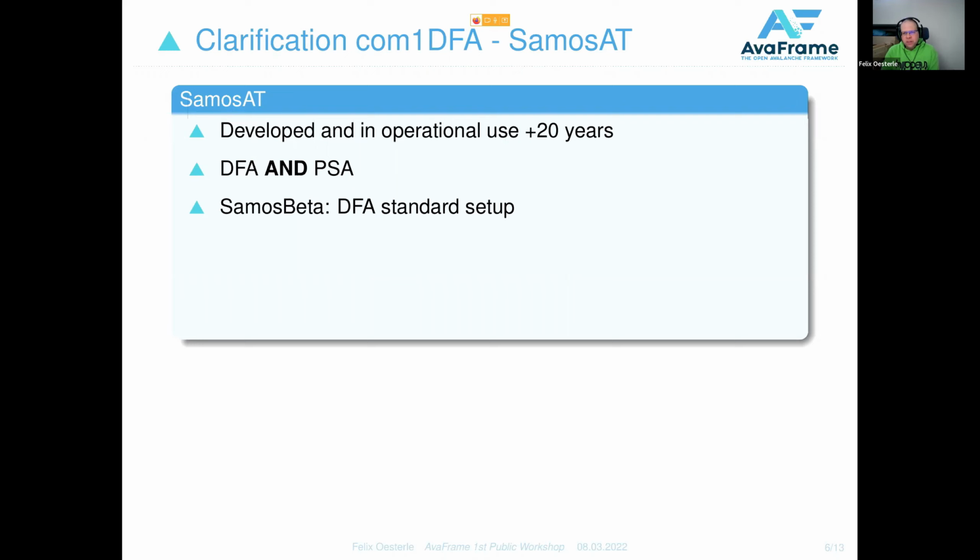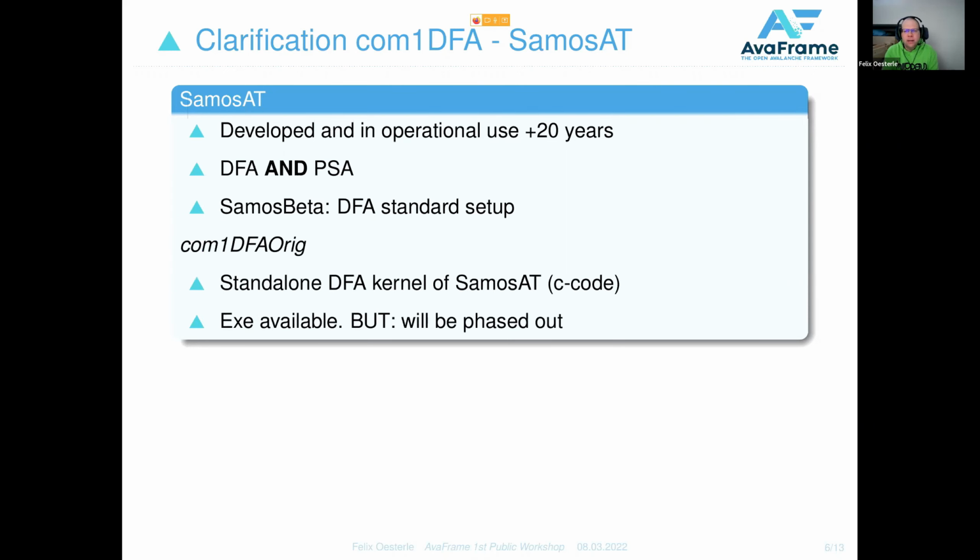And because a lot of you come from engineering offices, we have to clarify how COM1 DFA, which is our main dense flow avalanche module, compares to Samos.at. Samos.at, for those who don't know about it, has been developed and in operational use for more than 20 years now. It provides tools to run dense flow avalanches and powder snow avalanches. And a little offspring of this is Samos Beta, which contains the dense flow avalanche standard setup.